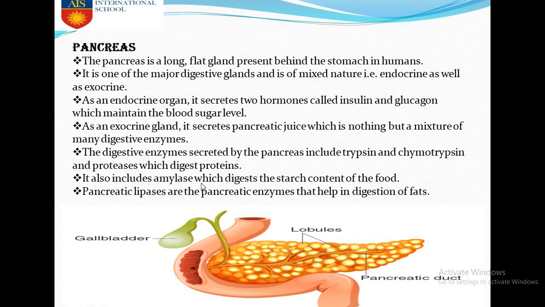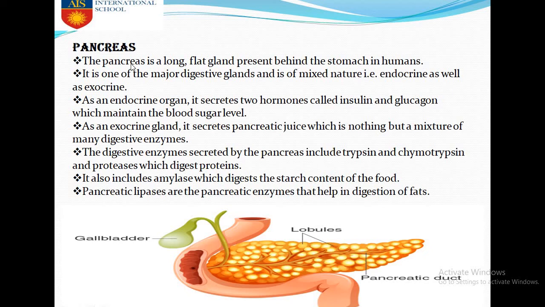Now, the pancreas, you can see, this is the pancreas. The pancreas is a long, flat gland behind the stomach in humans. It is one of the major digestive glands because we have discussed a few enzymes, that is trypsin, chymotrypsin, lipase and amylase. These all help in digestion. Now, the pancreas is a mixed gland. It is both endocrine and exocrine in nature.